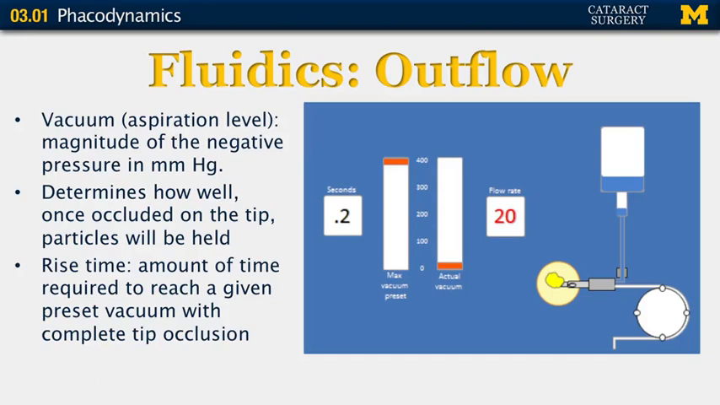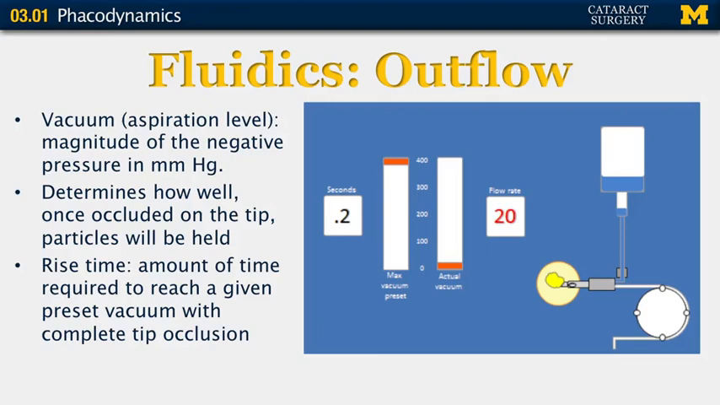We also define what we call the vacuum, or the aspiration level. This is defined as the magnitude of the negative pressure in millimeters of mercury just inside the tubing of the phaco handpiece. The vacuum determines how well, once the tip is occluded, particles stay on the tip. So in this case, it's the holding power of nuclear fragments on the phaco tip.